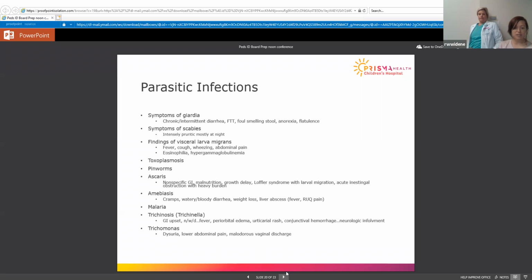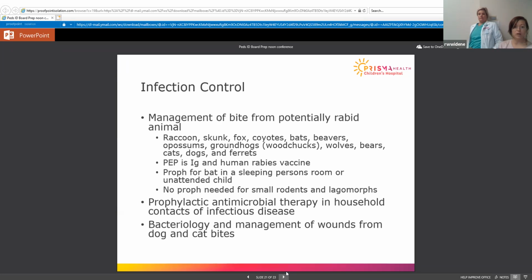Okay, so for rabies, management: you're going to need rabies prophylaxis, which is immunoglobulin and your vaccine, from a bite from a raccoon, skunk, fox, coyote, bat, beaver, opossum, groundhog, which is the same as a woodchuck, I just learned, wolf, bear, cat, dog, or ferret. You do not need prophylaxis if it's a small rodent or a lagomorph. Dalton, what's a lagomorph?